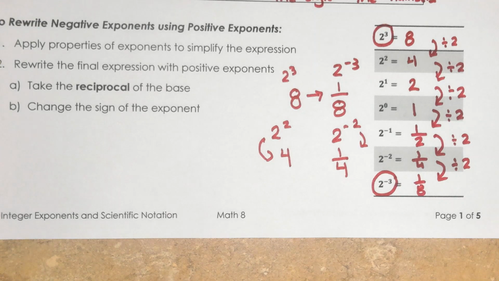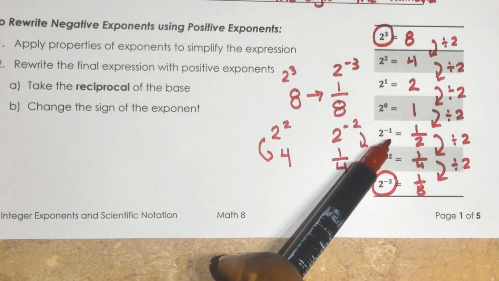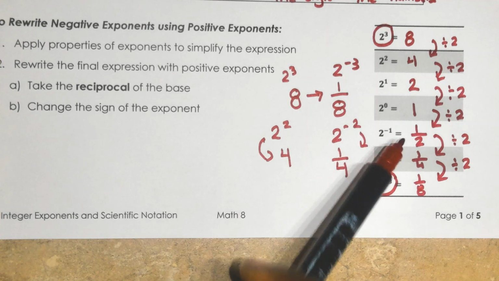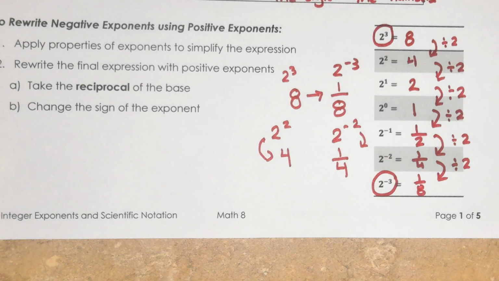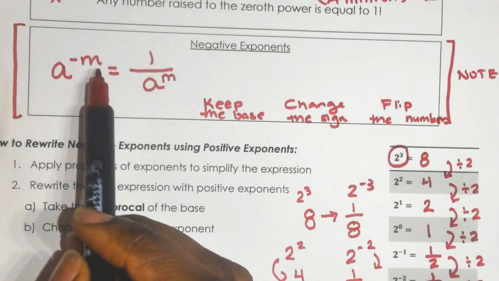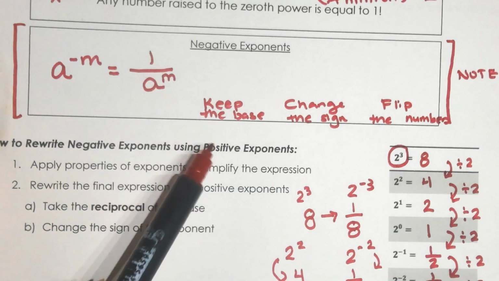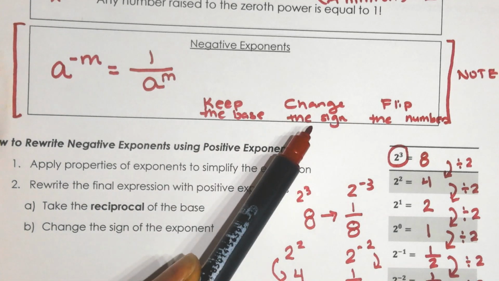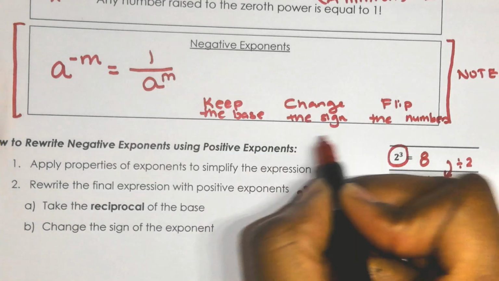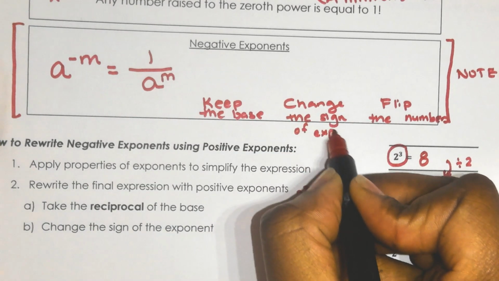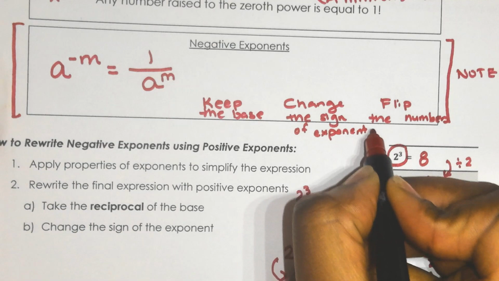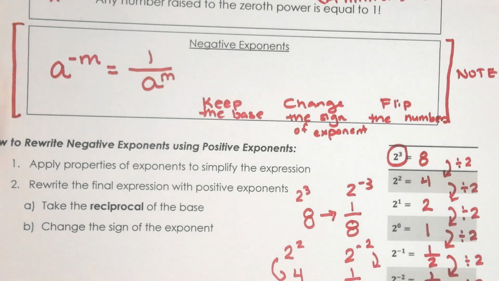Alright, and you can go ahead and compare 2 to the first to its negative exponent counterpart, and you'll see the same pattern. So no matter what, when you have a negative exponent, all you have to do is keep the base, change the sign of the exponent, add that to your notes, and flip the number.